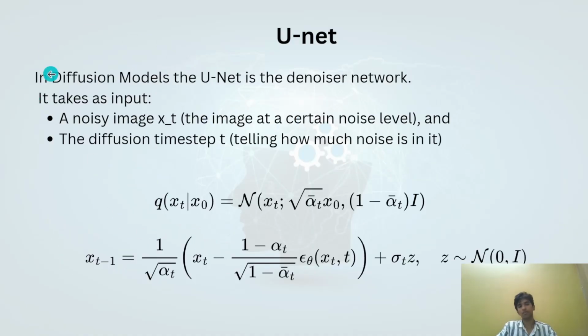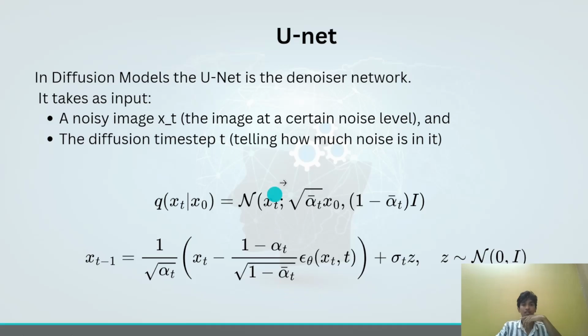In diffusion models, as I explained earlier, the U-Net is actually the denoising network. It takes an input, which is the noisy image, xt, which is the image we obtain from the noising process, and the diffusion time step t, so as to understand how much noise we have actually given it, and then it tries to do the denoising process.